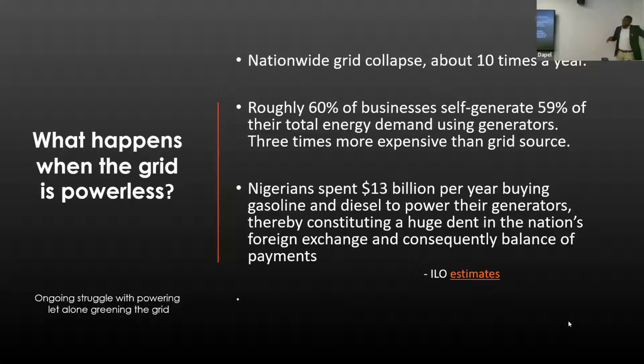Now, businesses in the country have to insure against the national grid. So they self-generate their own power using generators. And they're spending quite a lot, over $13 billion in one of the estimates, on buying gasoline to power their generators to render services. So now you notice I've not mentioned anything about net zero, green carbon. We're still battling with powering the grid, let alone greening the grid, right? Even though we contribute a very small fraction to greenhouse carbon emission.